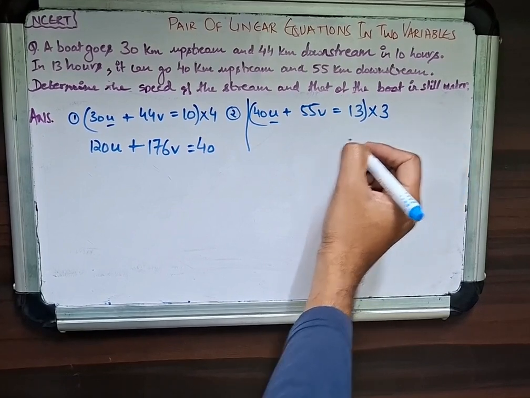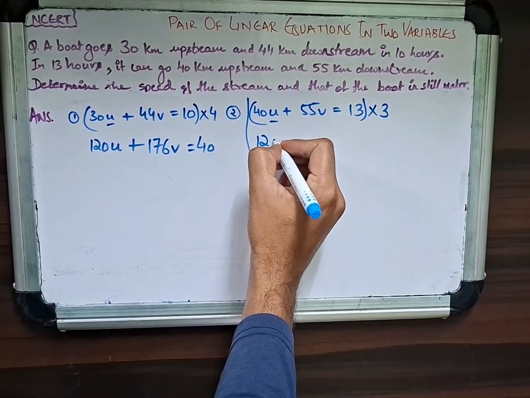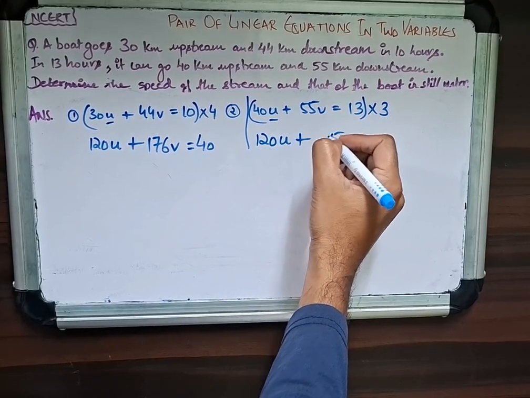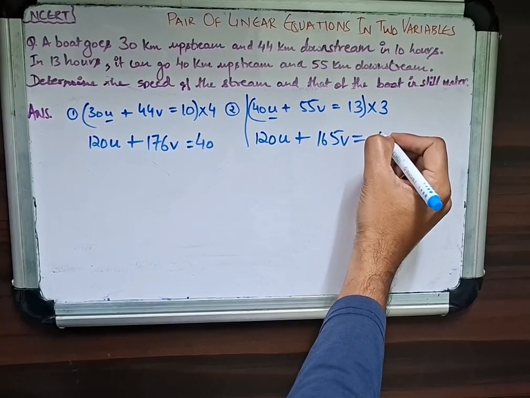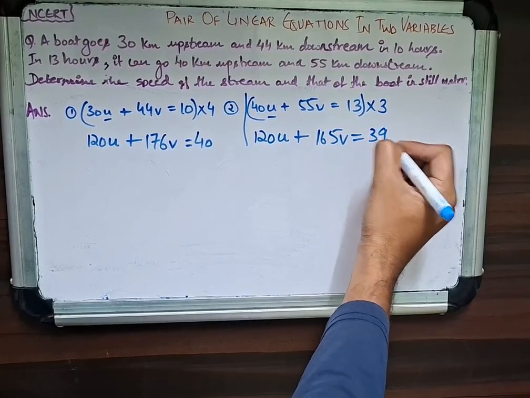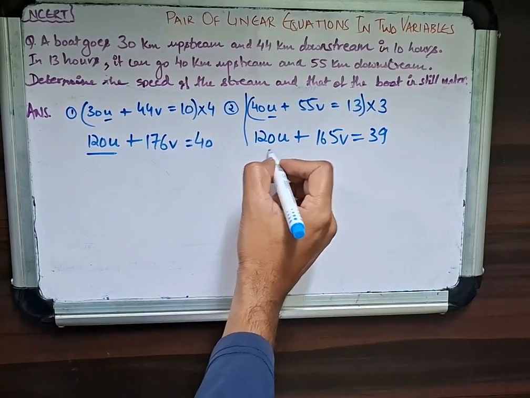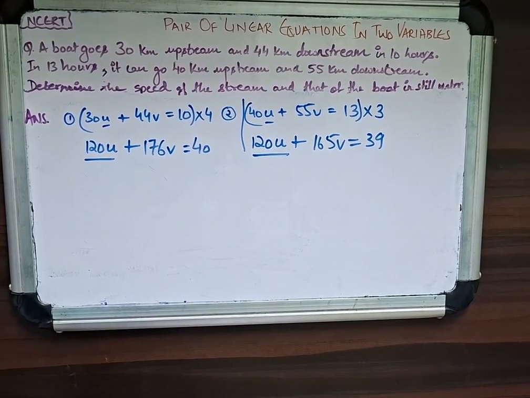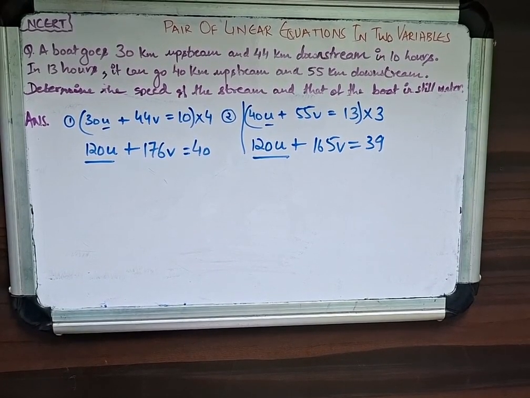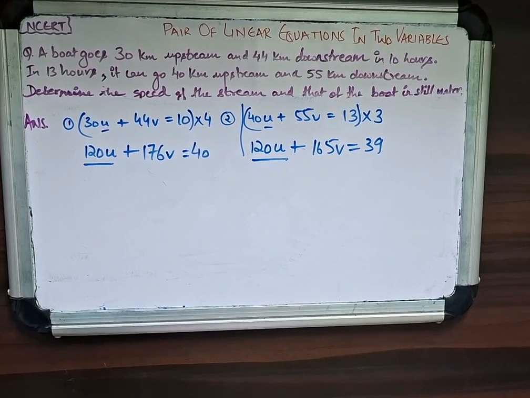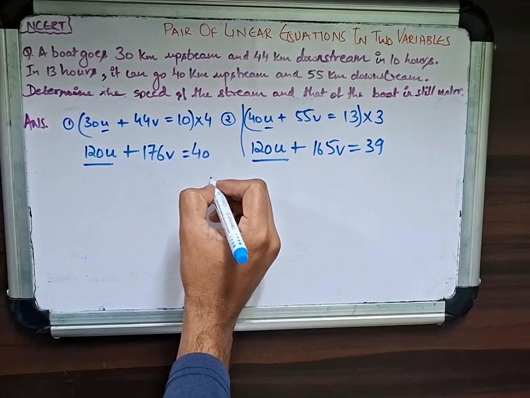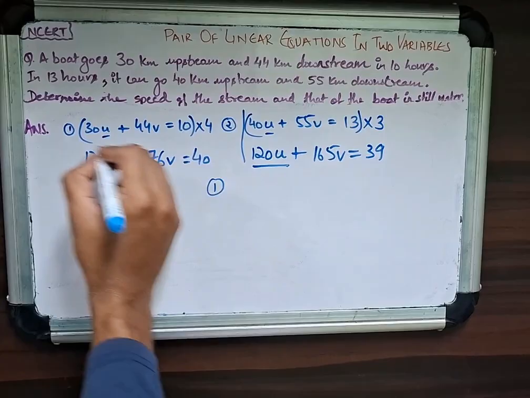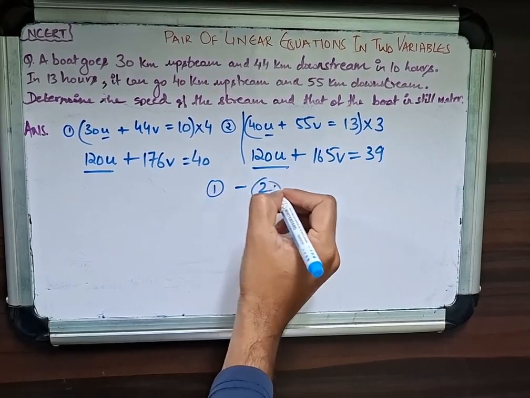And the second equation will become 3 times 4 is 12, 120u plus 3 times 55 is 165v is equal to 3 times 13 is 39. So now you have the coefficient of u as 120. To eliminate u, I will apply the operation of subtraction. So I'll do equation 1 minus equation 2.